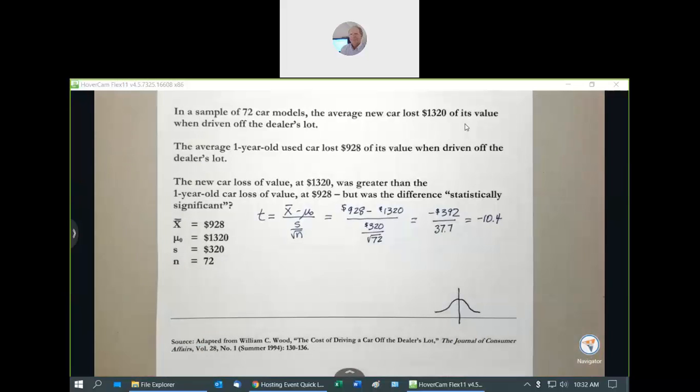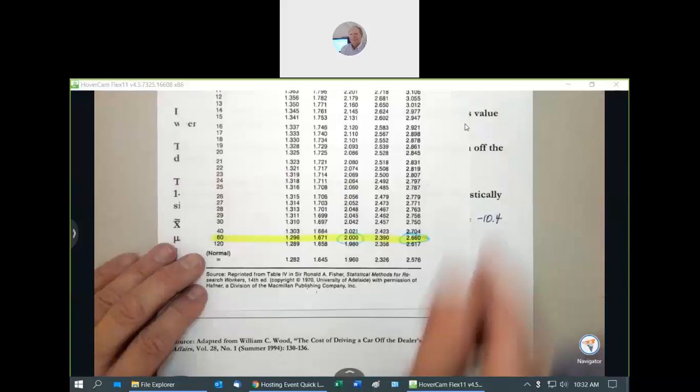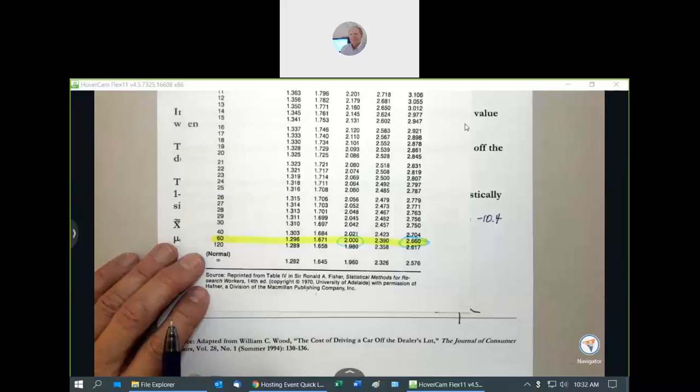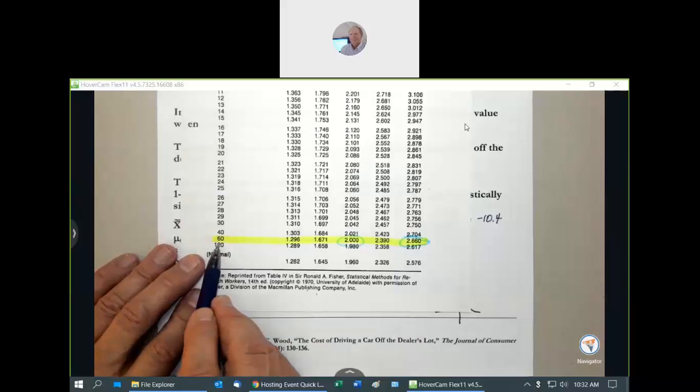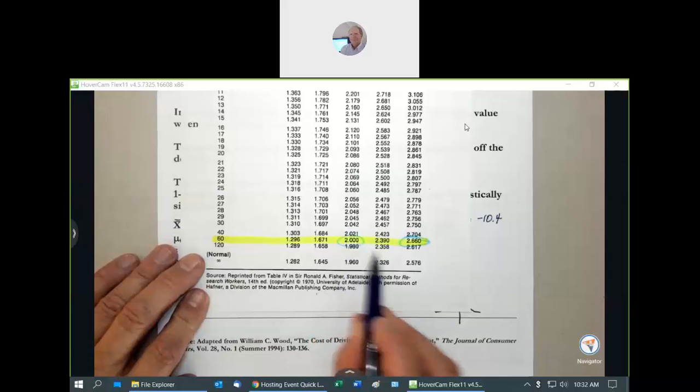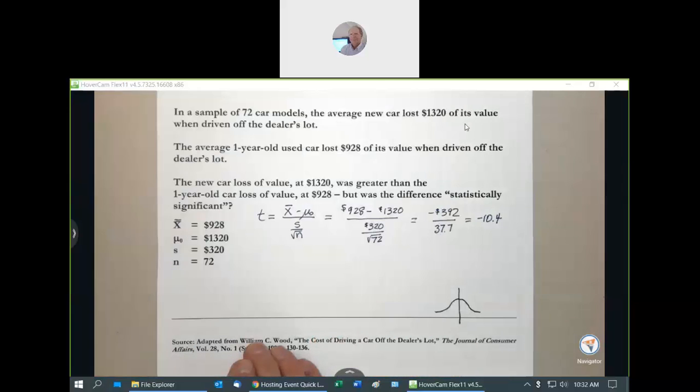And at this point, we pull out our trusty t-table and figure out, okay, for that sample size, what are the critical values that we're looking for? We always round down, so n equals 72, we round down to 60, and we find that our critical values are 2.000 and 2.660. So we put the t-table away, we won't need that again.